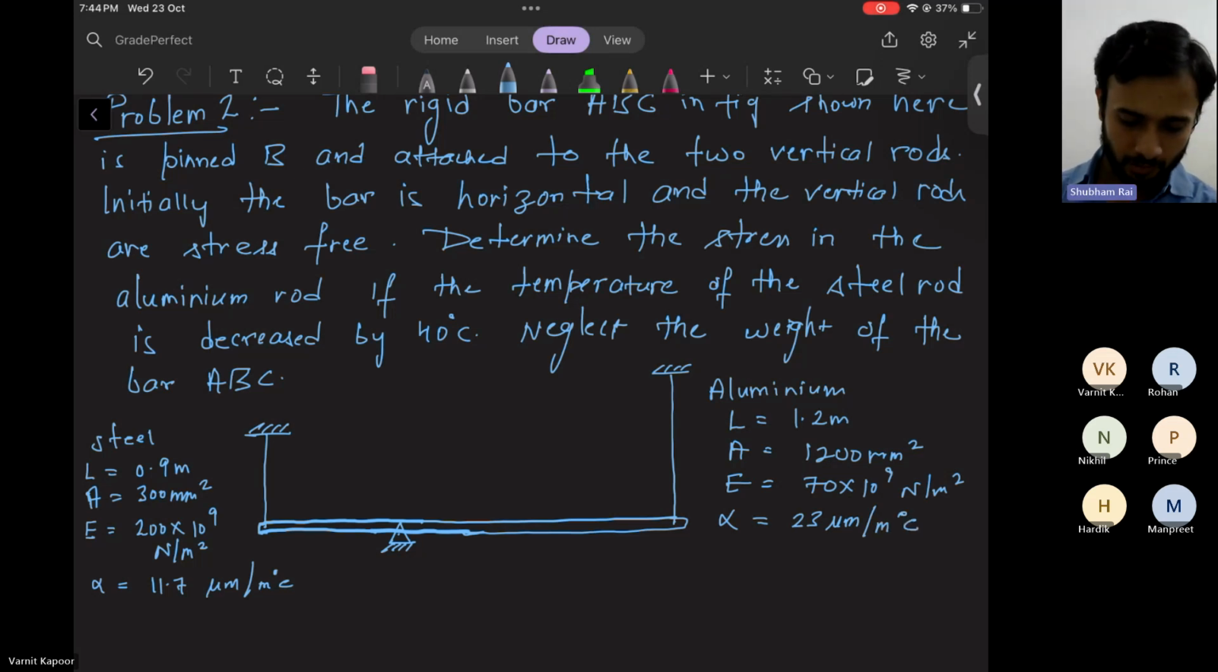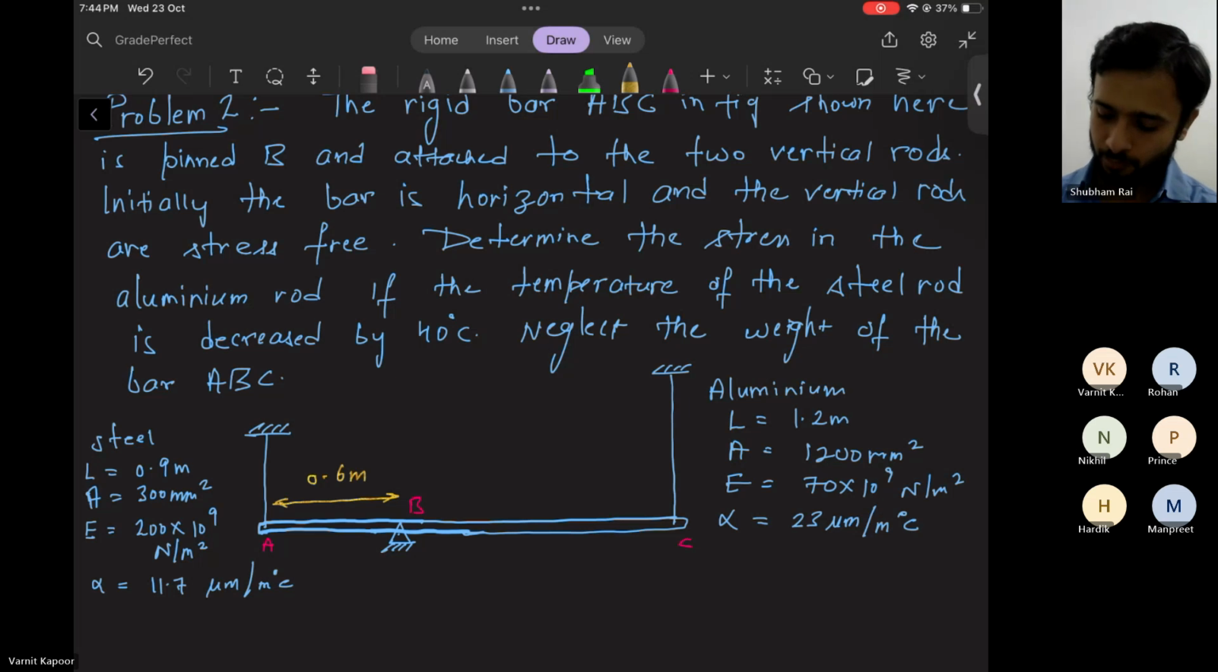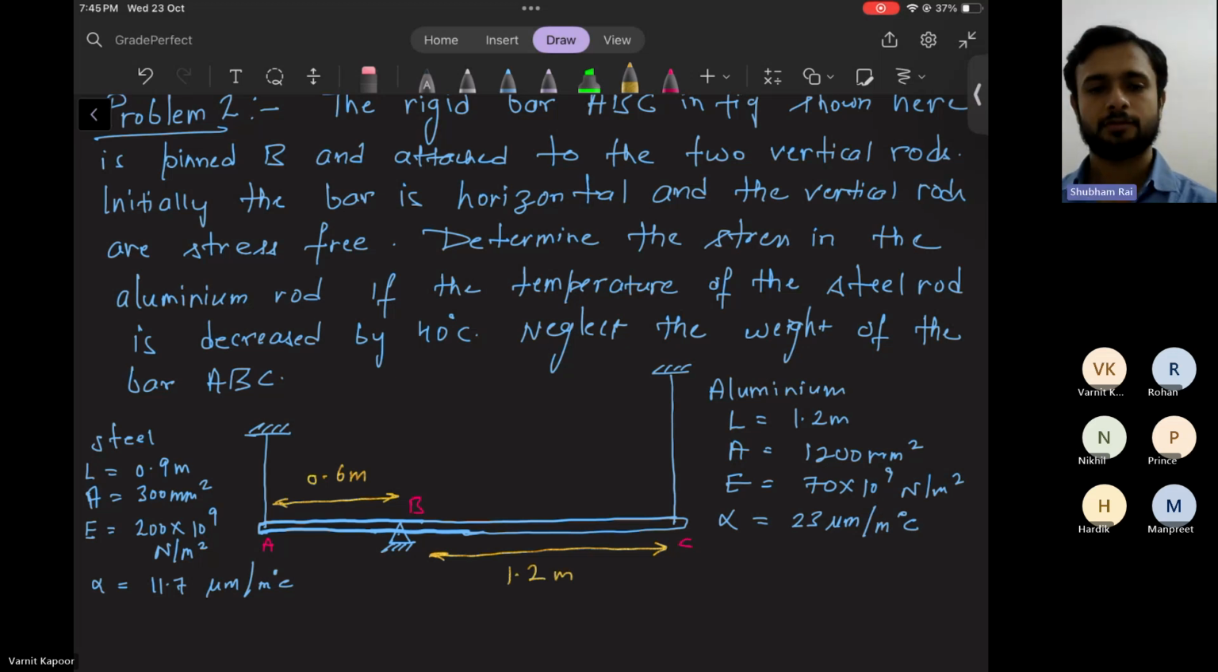And here you have 3 points. So this is point A, this is point B, and this is point C. And you have also been given the distances. So the distance from A to B is 0.6 meter, and from B to C is 1.2 meter. Okay. So this is your question.